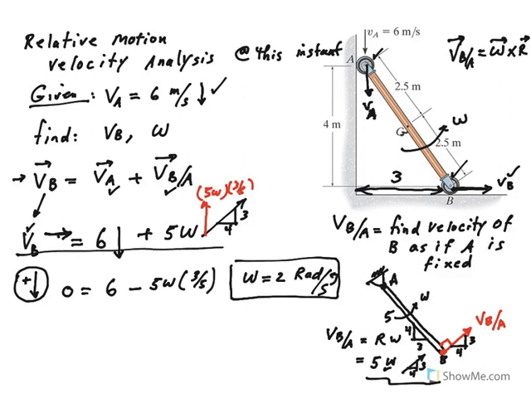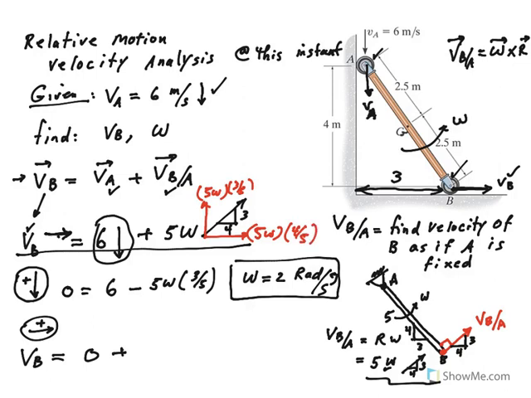Then come back to the same equation here, and this time equate the horizontal components. Let's take that to be positive. So we have VB equal, this term doesn't have any x component, so it's 0 for the horizontal component. What's the x component of our second term? It's 5 omega times 4/5. And you already know that omega is 2 radians per second. Plug it in there, and you get velocity of B equal to 8 meters per second. Which way? Obviously horizontal.